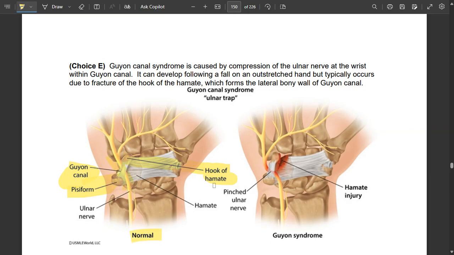This is normal, while a pinched ulnar nerve occurs because of Guyon's canal. Guyon's syndrome, compression of the ulnar nerve at the wrist in Guyon's canal, can develop following a fracture of the hook of the hamate. So a fracture of the hook of the hamate can lead to Guyon canal syndrome.